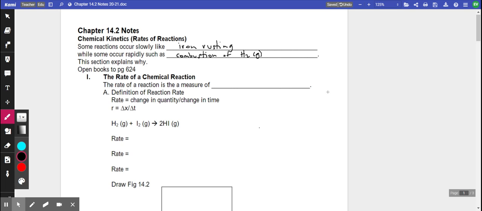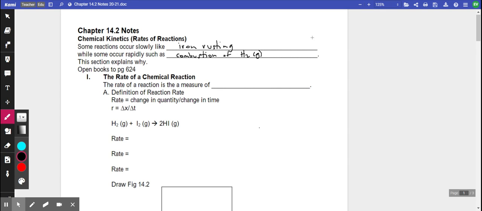Hello, today we're going to go over Chapter 14, Section 2. We are talking about chemical kinetics, or the rates of reactions. Some reactions occur slowly, like the rusting of iron. You're going to fill in your own example here. You can steal mine if you'd like.